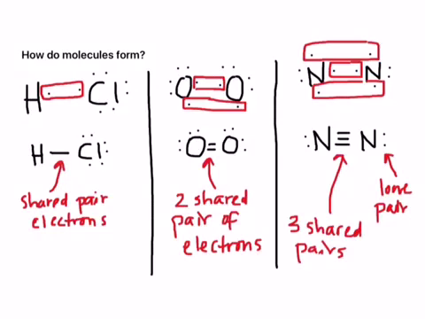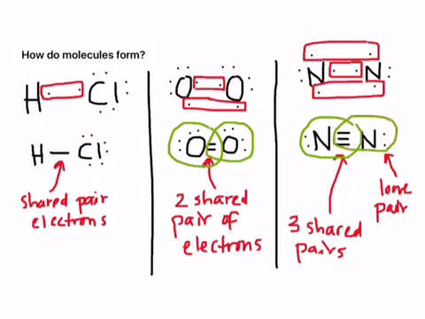And what you should notice in all of these cases is that they do have an octet of electrons because this oxygen is surrounded by these 8 electrons and this oxygen is surrounded by these 8. So they get an octet even though they don't have 16 electrons between them. And same thing here. This nitrogen has these 8 and this nitrogen has these 8.